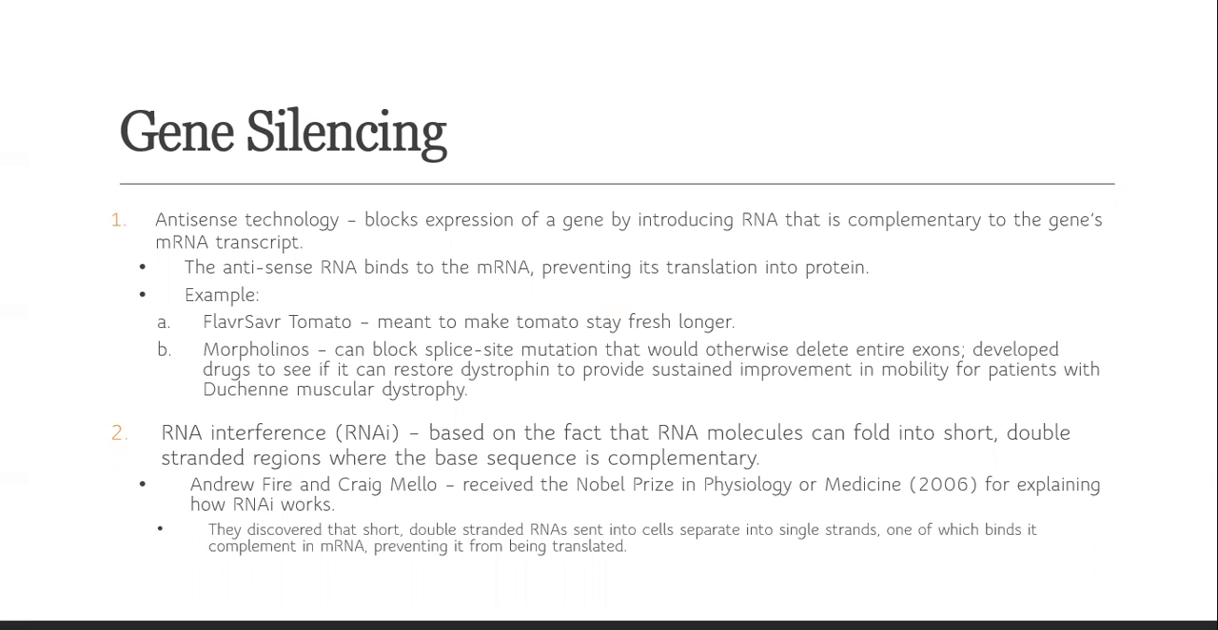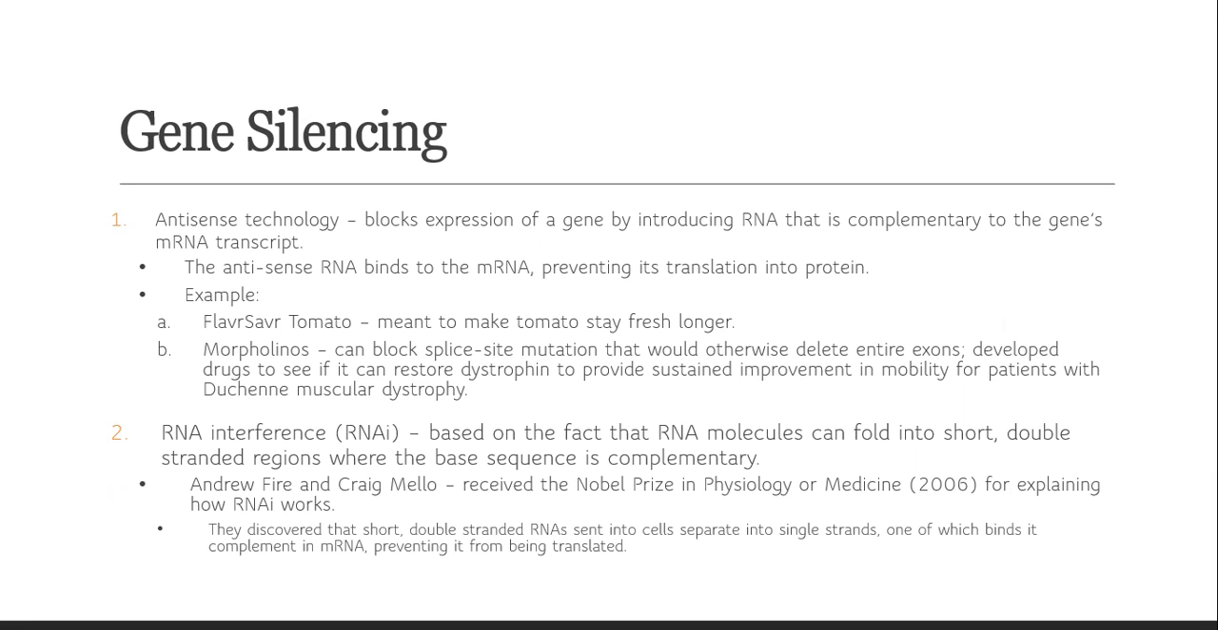Then for gene silencing, we have different types. We have the antisense technology and the RNA interference. So for antisense technology, it blocks expression of a gene by introducing RNA that is complementary to the gene's mRNA transcript. So the antisense RNA binds to the messenger RNA that prevents translation into protein. Examples are the Flavr Savr tomato and the morpholinos.